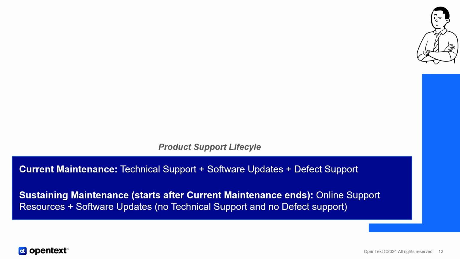After current maintenance ends, the release goes into sustaining maintenance. At that point, you continue to have access to online support resources, such as knowledge base articles, and access to software updates. However, there is no technical or defect support for product releases in sustaining maintenance.